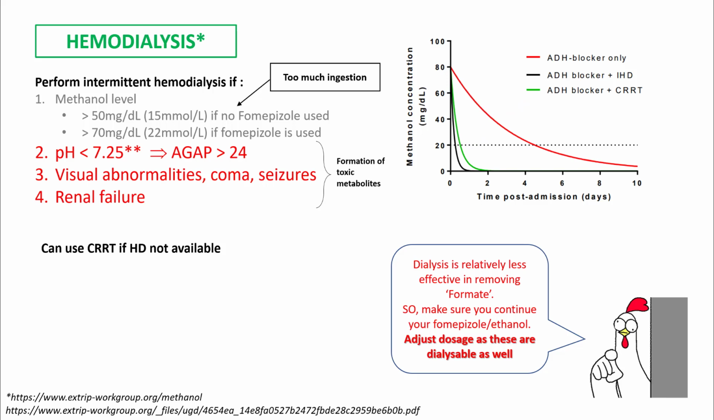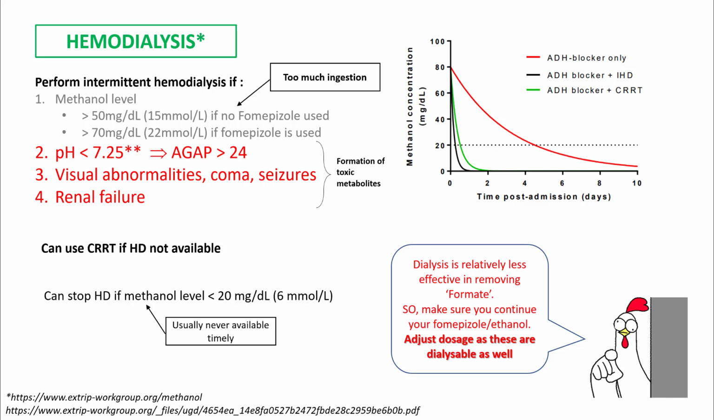Since dialysis is relatively less effective in removing formate, make sure that you continue to use fomepizole or ethanol and adjust the doses of these medications since these are dialysable as well. You can stop your hemodialysis if your methanol levels fall below 20 mg per dl or decrease in osmolar gap to less than 6. Systemic anticoagulation should be avoided during dialysis in methanol poisoning because it may increase the development or severity of intracerebral hemorrhage.